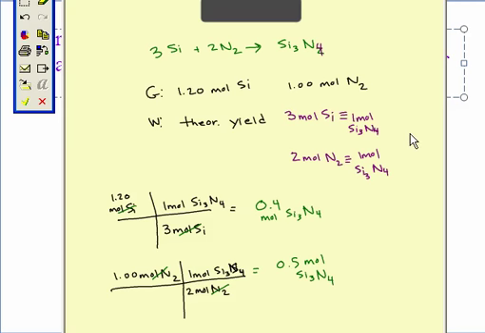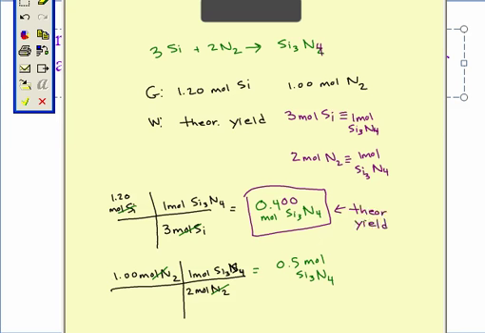Now, my silicon is going to run out after I make 0.4 moles. After we make 0.4 moles, I cannot make any more. Now, let's look at correct sig figs. I have 3 sig figs here. My final answer should have 3 sig figs. So 0.400 should be my final answer. And this is my theoretical yield, which is the most that I can make.